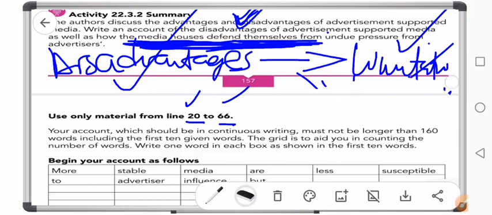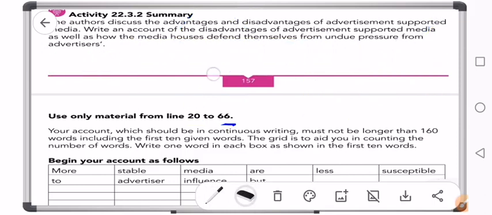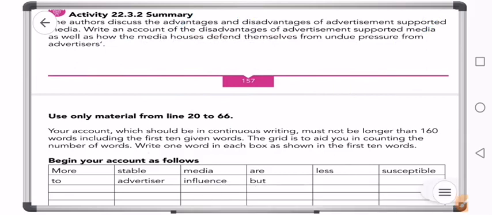Okay? So after that, please, take note of what I am saying: the summary question carries 20 marks. Remember that. Then here they are telling me to use only the material given. I am telling you to write, use the materials only given. Then your account, which should be in continuous writing, must not be longer than 160 words. So you need to be careful about the words that you're going to use.